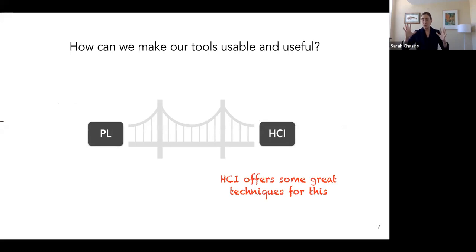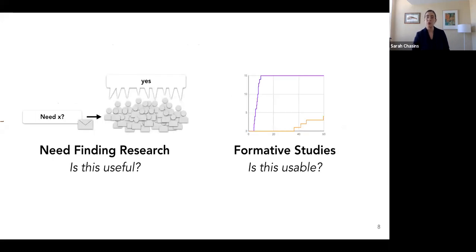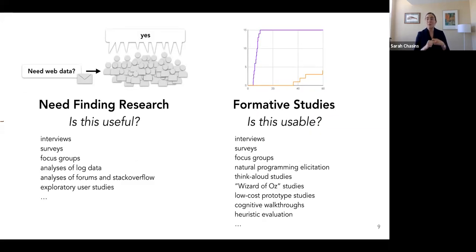Okay, so how can we make our tools both usable and useful? I think a lot of it is about building up this bridge between programming languages and human-computer interaction, because HCI has, over the past decades, developed some really great techniques that we can use to both assess and ultimately drive the usefulness and usability of our tools. I'm going to highlight a couple of them through this talk. In particular, we can do need-finding research to figure out what real users need. We can do formative studies to figure out what is actually going to put those tasks in range for these users. We're going to dig in on a couple of these, but there are all these different kinds of studies that we can run to do this.